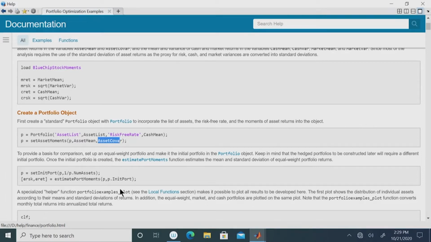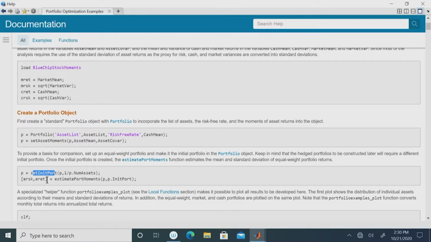Then, for the purpose of comparison, we set up an equal weight portfolio, and by equal weight portfolio I essentially mean that the weights assigned to the portfolio are all identical to each other, and we make it the initial portfolio. Accordingly, you see that we set the initial portfolio to be 1 over p, the number of assets, and so that means the E risk and E return. The E here stands for the equal-weighted portfolio.